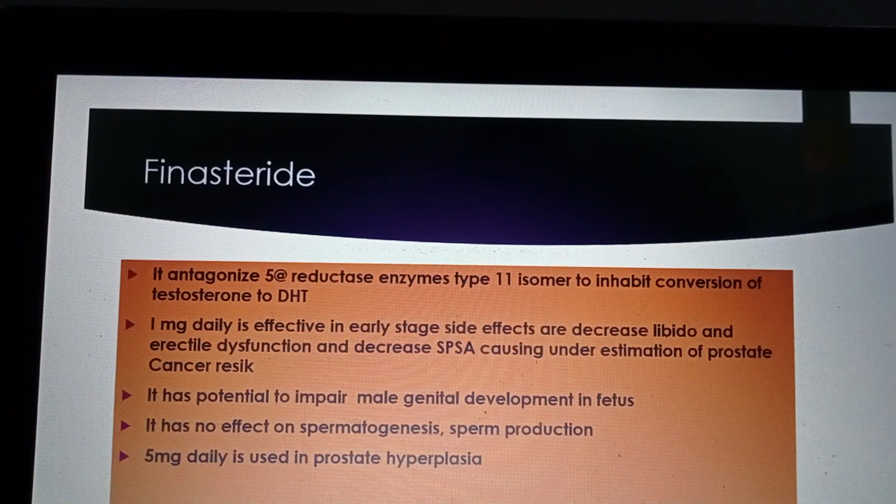Finasteride. It antagonizes the 5-alpha reductase enzyme type 2 isomers to inhibit conversion of testosterone to dihydrotestosterone. 1 mg daily is effective in the early stage.